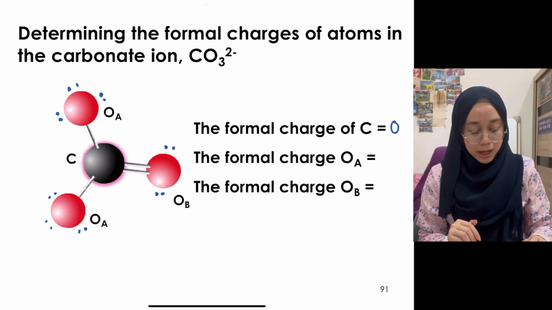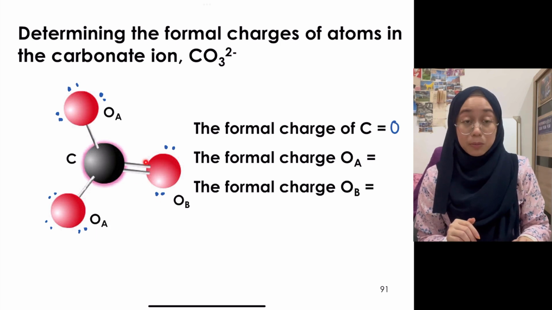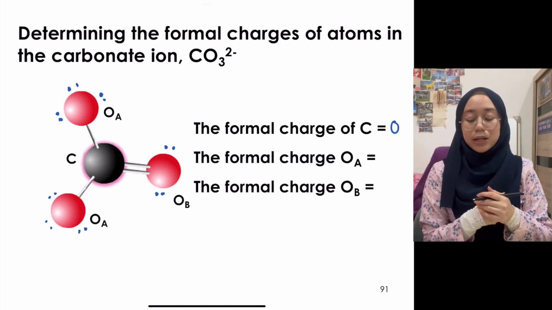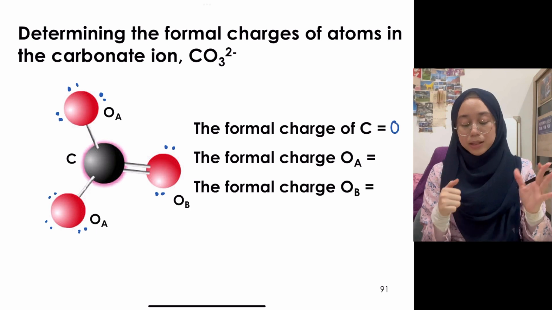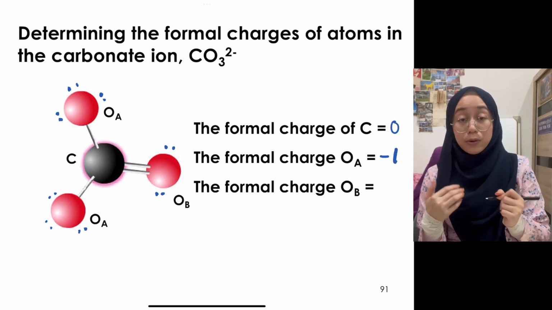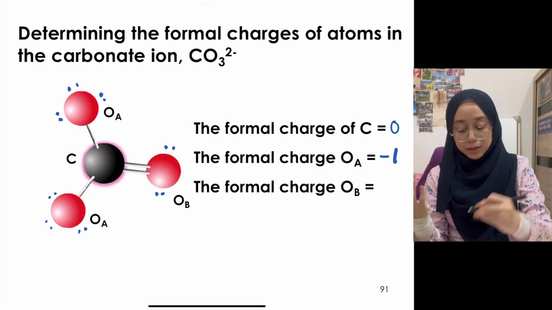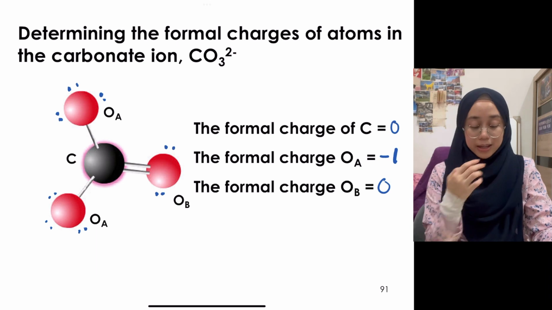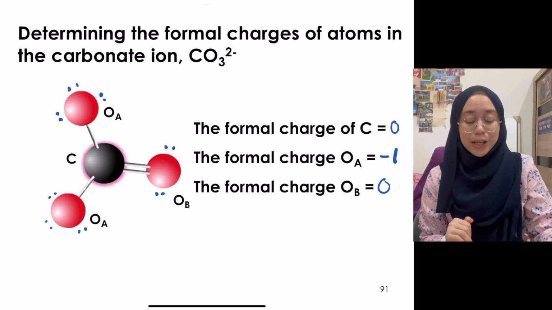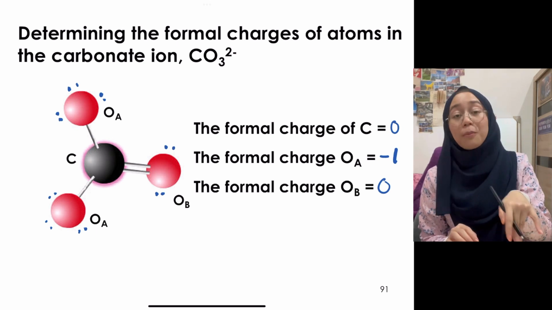What about oxygen A? So oxygen A adalah sebab dia orang sama, dia ada single bond je with 3 lone pairs. Okay, meanwhile oxygen B pula ada double bond, so it's a different one. So oxygen A 6 minus 6 minus 1, so kita akan dapat negative 1. Okay, meanwhile oxygen B pula 6 minus 4 minus 2, kita dapat 0. Okay, so this is how you determine the formal charge of atoms untuk compound ini.